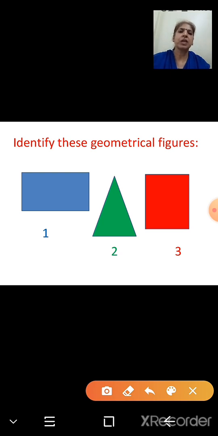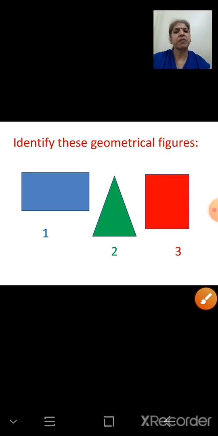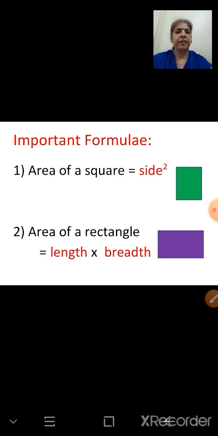So two-dimensional objects or the flat surface objects occupy some space, and the space occupied by the two-dimensional figures or flat surface objects is known as area. So the space occupied by them is area. Today we are going to learn a new chapter, Chapter 15, area. Now let's revise.